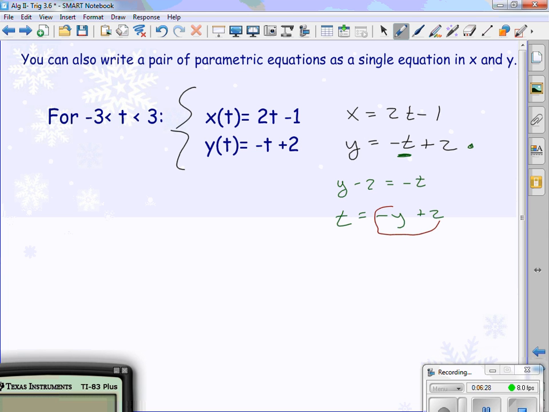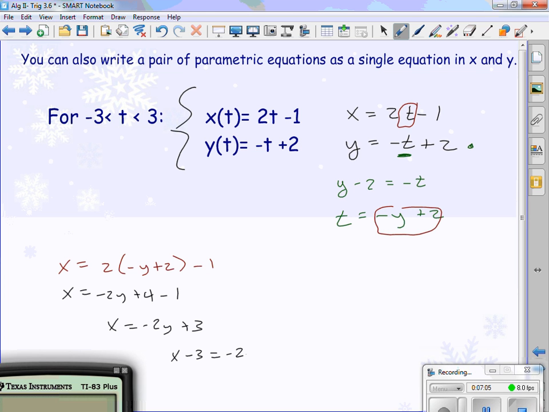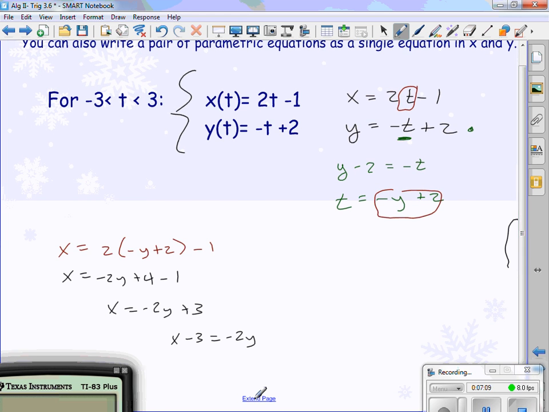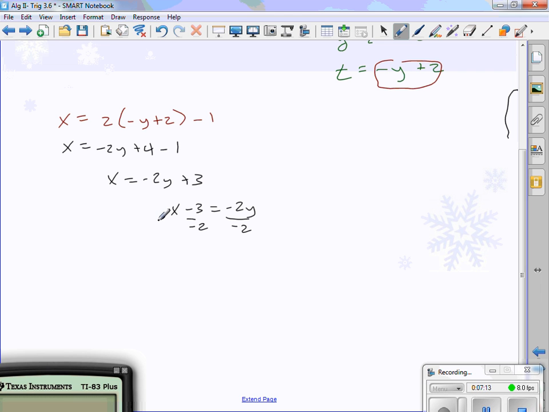I'm going to take this and put it into the top equation for t. X equals 2 times negative y plus 2 minus 1. All I did was use the substitution method. Negative 2y plus 4 minus 1. Let's see, 4 minus 1 is negative 2y plus 3. Subtract my 3 over. X minus 3 equals negative 2y. Divide by negative 2. And you end up getting y equals negative 1/2 x. That's really a 1 here. Negative negative makes a positive 3/2.